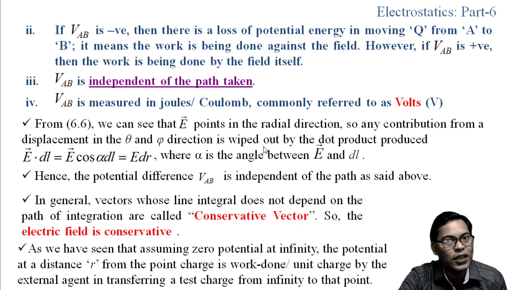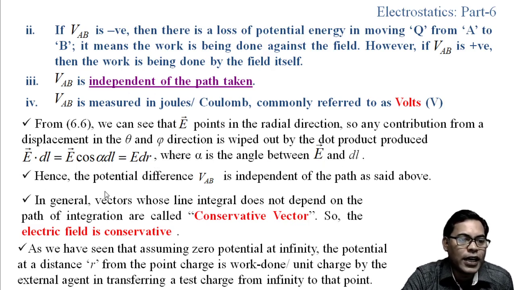But we only consider the dot product E dot dl. Here dl we can write as dr a_R, and E we can write as E into a_R. So from that, E cos alpha dl, or we can write E into dr, where alpha is the angle between E and dl.